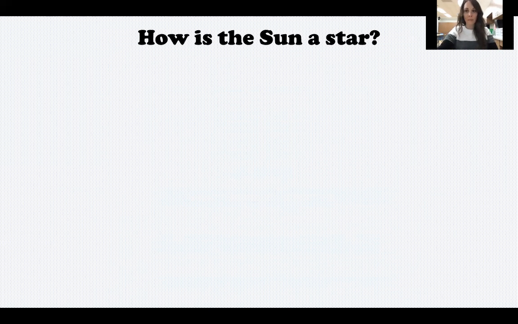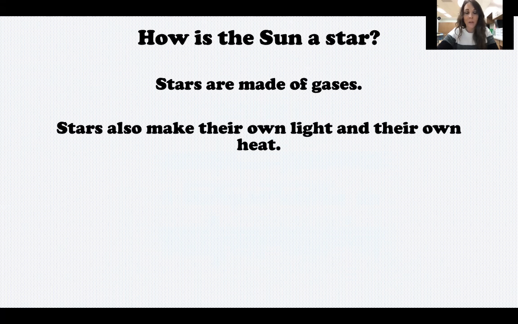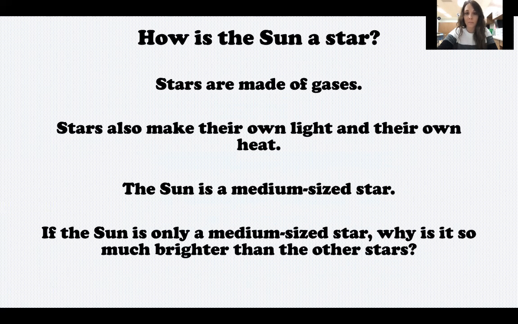So let's talk about what makes the sun a star. Stars are made up of gases, and I just told you a second ago, the sun is made up of gas. Stars also make their own light and their own heat. The Earth is not a star because we get our light and heat from the sun. The Earth is also not made up of gases, okay? So the Earth is not a star, but the sun is. It's made of gas, and it makes its own light and heat. The sun is a medium-sized star. It's not the biggest star, and we'll talk about that in a minute.